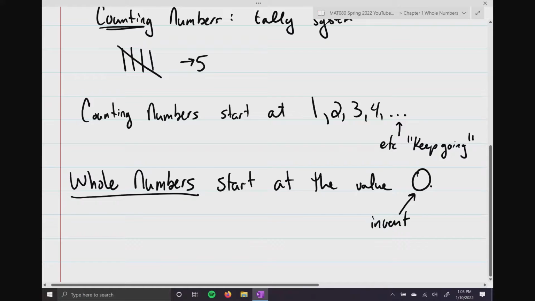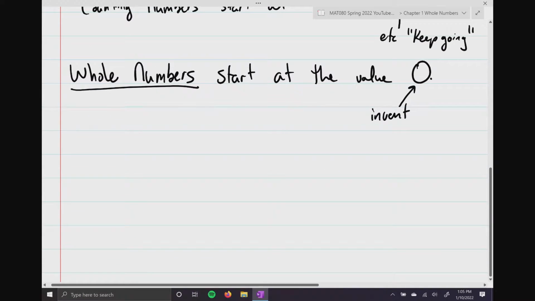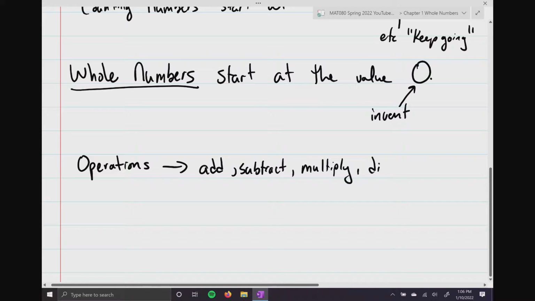Now, throughout the entire semester, we're basically going to be doing 4 things over and over again. Those 4 things are called operations, and they are add, subtract, multiply, and divide. We just learn how to use these 4 operations with all different types of numbers.